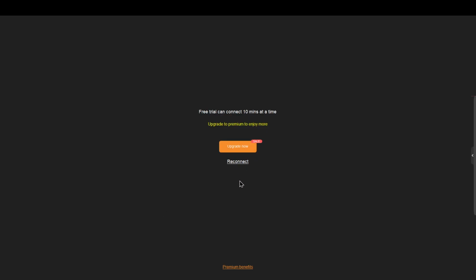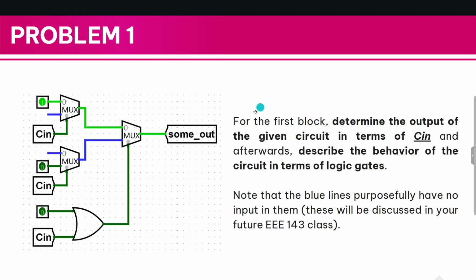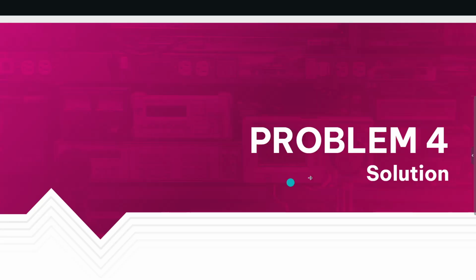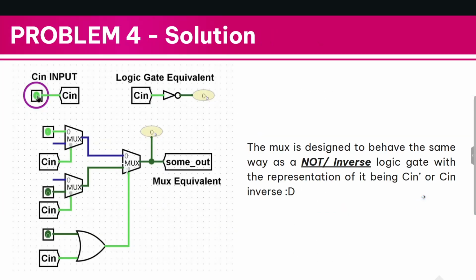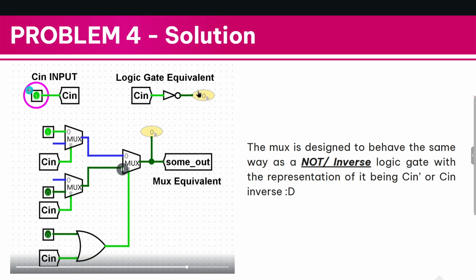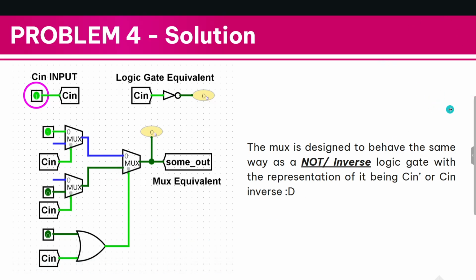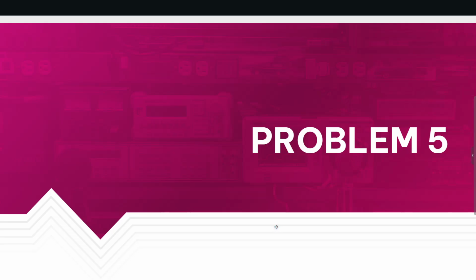Anyways, we're done discussing it. And with the solution, the Mux is designed to behave the same way as a NOT or inverse logic gate. Because when we put 1 as Cin input, the output is 0. And then if we put 0 as our Cin input, the output is 1. So the logic gate equivalent is just a NOT gate, which I think is pretty cool. So yeah, next video, we're going to be doing problem 5.